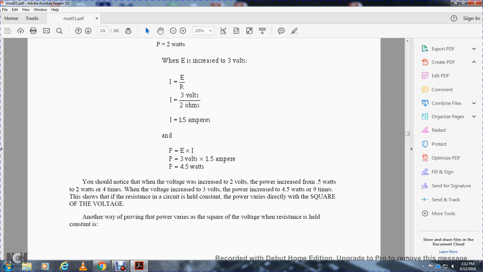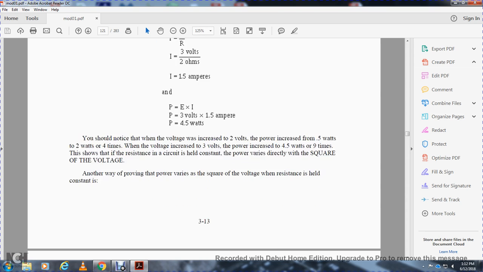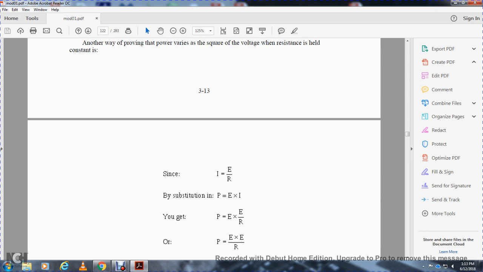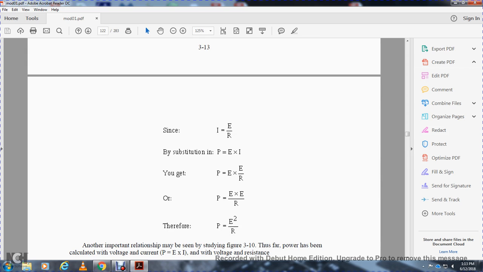You should know that when the voltage increased to 2 volts, the power increased to 2 watts, and at 4 volts, 8 watts. When the voltage increased to 3 volts, the power increased to 4.5 watts. This shows that when the resistance of the circuit is held constant, the power varies directly with the square of the voltage. Another way of proving the power varies with the square of the voltage, with the resistance held constant: since the current is equal to the voltage over the ohms, substitute into power equals volts times amperes. You get power is equal to volts times volts over R, or volts squared over the ohms. Therefore, the power is equal to the volts squared over the ohms.